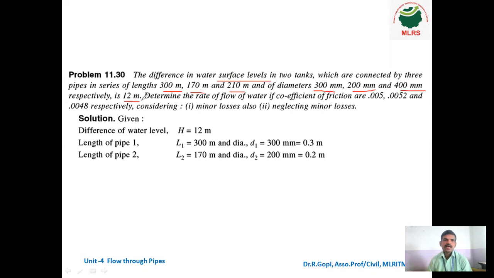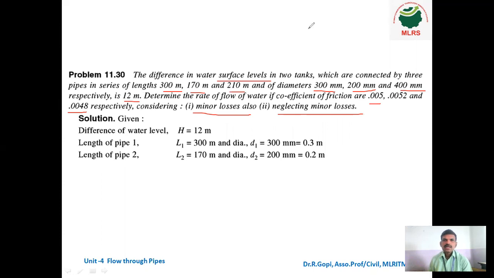This is your capital H. Determine the rate of flow of water. What is the rate of flow? Another name for rate of flow is discharge. Determine the rate of flow of water if the coefficients of friction are 0.005, 0.0052 and 0.004. So three pipes having different diameter, different length, different coefficient of friction. Considering minor losses also, and neglecting minor losses. So two cases.